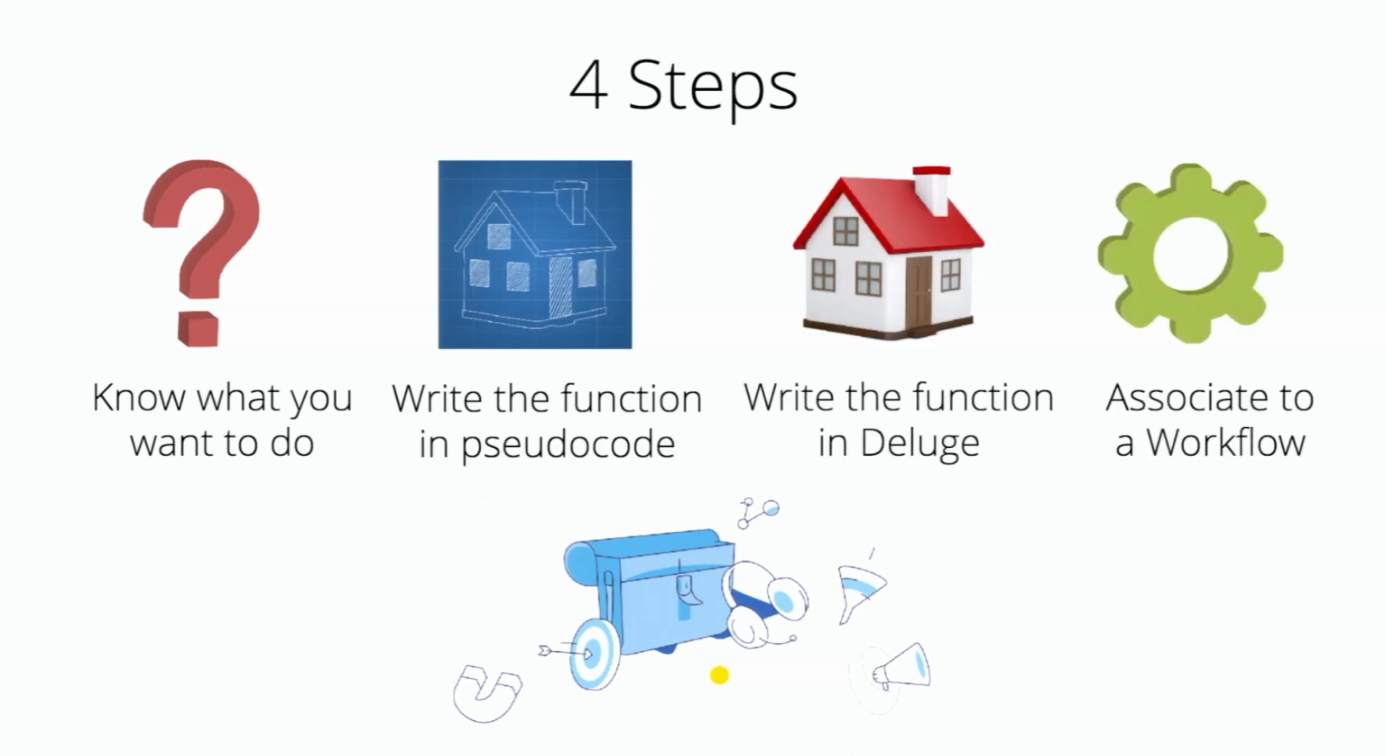If you don't know what you want to do, you can't do anything, right? So once you know what you want to do at a high level, you probably want to run some automation, you want to have some action happen. The next thing you want to do is write it in pseudocode.